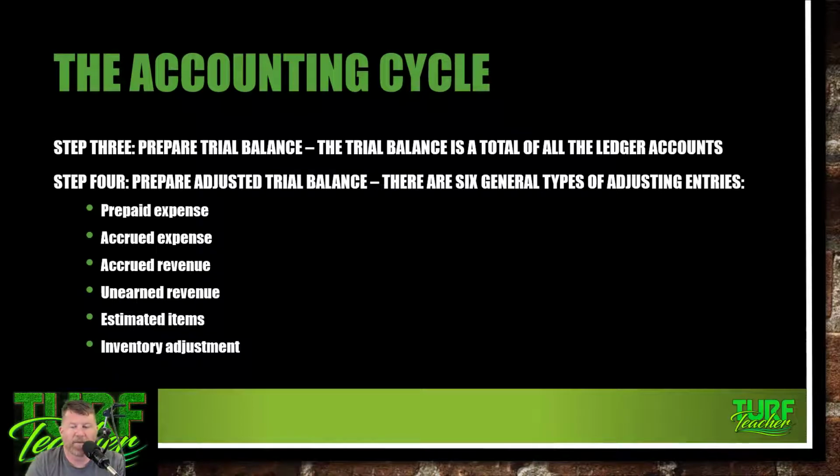There are 6 general types of adjusting entries. Prepaid expense. Maybe you're pre-purchasing your fertilizer for the year because Site 1 has a pre-purchase discount if you order in December. An accrued expense, accrued revenue, unearned revenue, estimated items, and inventory adjustment. Your inventory is going up and down, especially in lawn care. You're buying products, pesticides, fertilizer, that stuff is going to go up and down. So they are going to be adjusted.